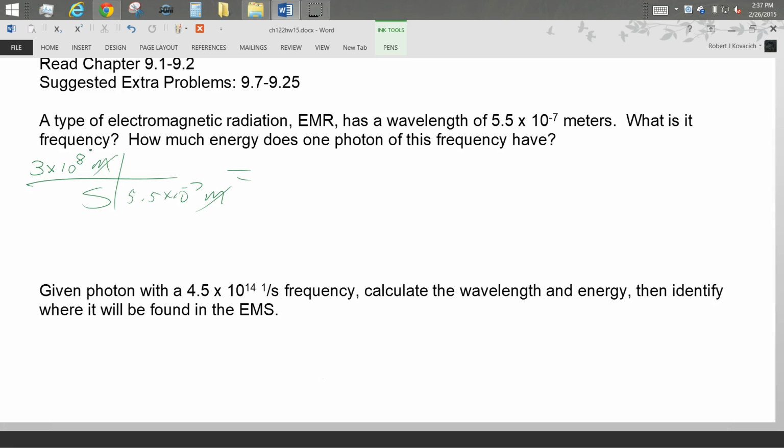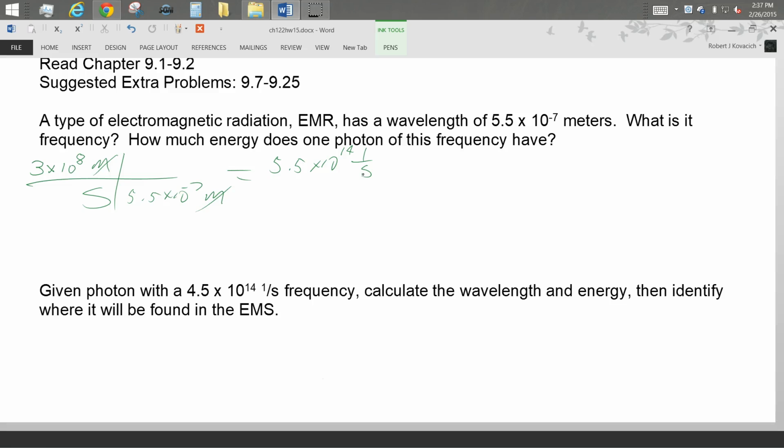So 3e8 divided by 5.5e negative 7. And so looks like I'm getting 5.5 times 10 to the 14th. And what's the unit? 1 over seconds.